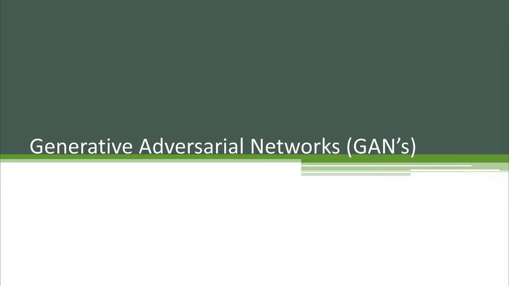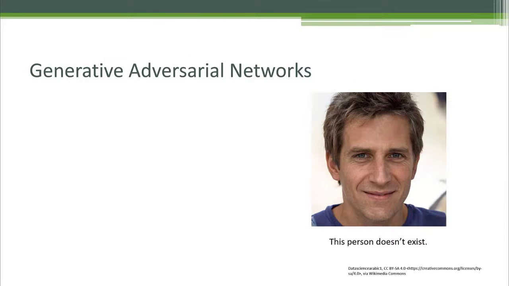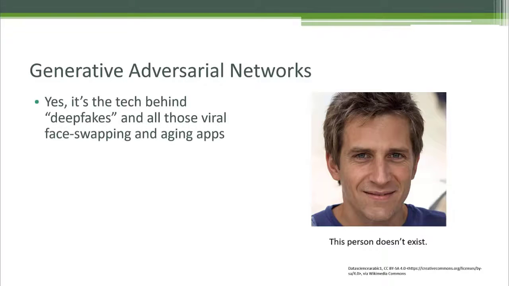All right, now that we have variational autoencoders under our belt, let's talk about generative adversarial networks. It's a similar idea, but different enough that it's its own thing. Yes, this is the tech behind deepfakes and all those viral face-swapping apps and aging apps you've seen before. For example, this is a picture of someone who doesn't exist. This is the output of a generative adversarial network that has been trained on how to generate realistic-looking images of people's heads. Real thing.